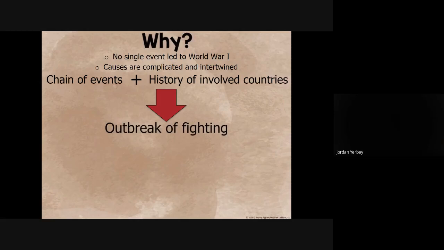intertwined, as each one kind of causes the other one to build up, and they are very complex. They are not simple, as in, this person got mad at this person. It is much more than that. The way you could look at it is a chain of events. A lot of things happened, plus the history of the involved countries. Most of these countries in Europe, it wasn't like people were just mad at the United States. Many of these countries already had history with warfare, or they didn't like each other beforehand, and that equaled out to the outbreak of fighting.